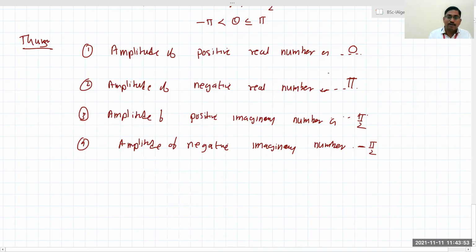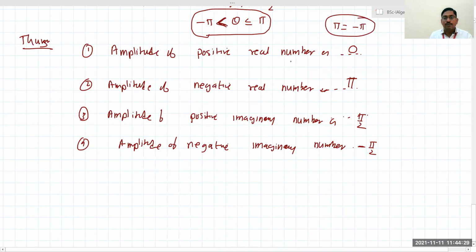These four points are regarding purely real and purely imaginary numbers, whether positive or negative. These are the four angles that you should keep in mind. We can locate them diagrammatically: the positive real number is on the positive side of the x-axis. For a negative real number, the angle with the x-axis could be minus pi, but while writing, don't put minus pi. Whenever it comes to minus pi, you should write plus pi. Position wise, these two are the same.